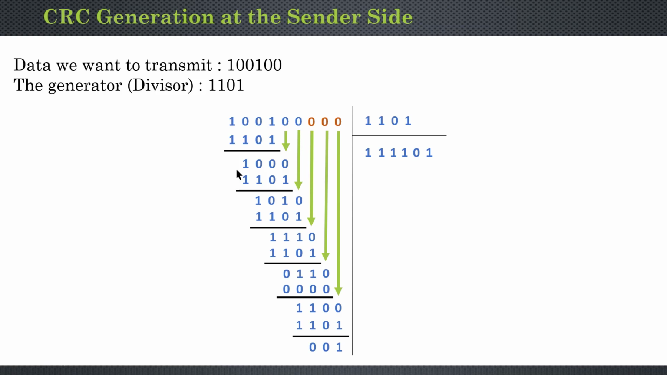Finally, we get the remainder, which is 001. As we said before, the remainder is the CRC code. So this is our CRC code. What we do with this code is append it to the original message to get the transmitted data. So here is our original data, and this is the CRC. The transmitted data is the combination of the original data and the CRC.